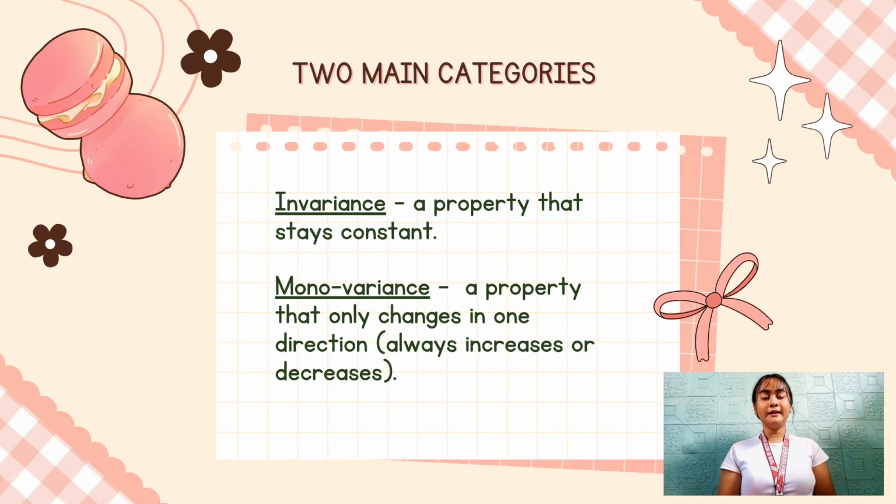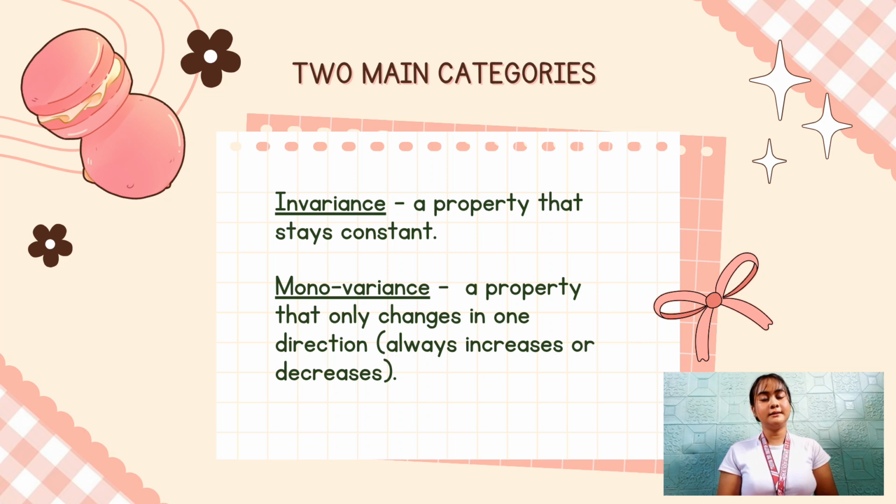So there are basically 2 main categories, which are invariants and monovariants. First, invariance, a property that stays constant. This is when a certain value or property stays constant all throughout, like in the coins example. If the difference between heads and tails stays the same, no matter how many flips we do, then that's invariance.